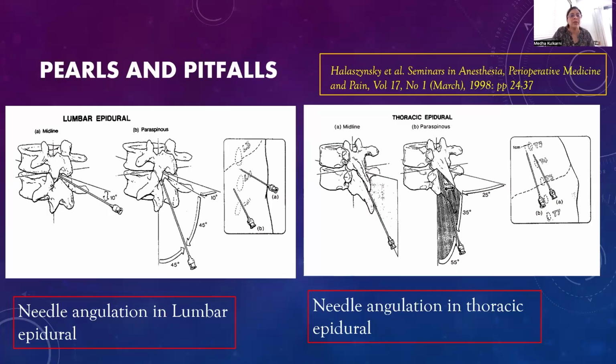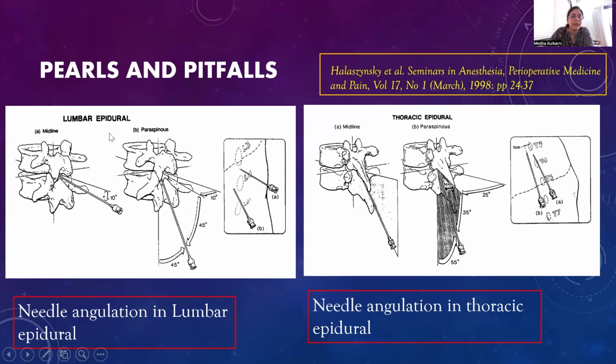Now, because of all the anatomical variations in the spine, we need to refine our skills in order to get to the epidural space right in the first attempt. There is an article by Halizinski in which they assessed the anatomy of the lumbar and thoracic spines, and they precisely mention the needle direction and the angle at which the needle should be inserted in a midline and in a paraspinous approach.